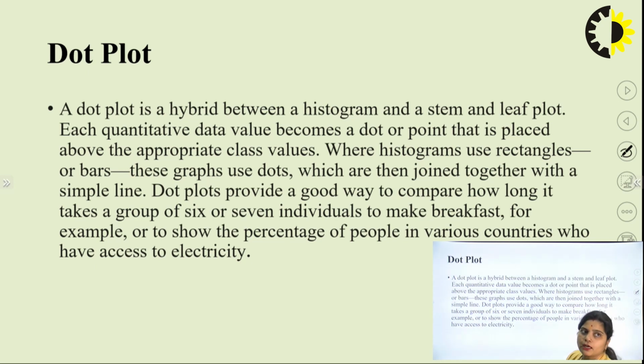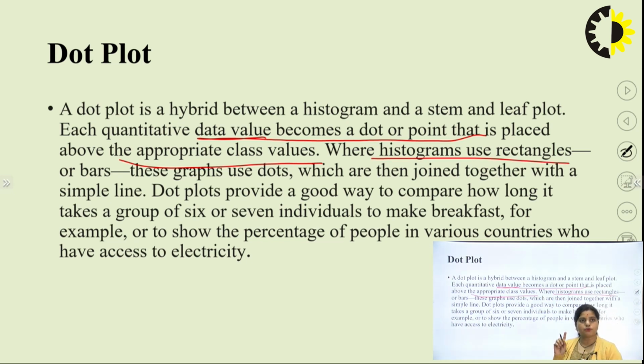Each quantitative data value becomes a dot or a point that is placed above the appropriate class values. As I said, it is a hybrid between a histogram and a stem and leaf plot. If you have class values, then that particular quantitative data value will be placed above the appropriate class value, whereas histograms use rectangles or bars.